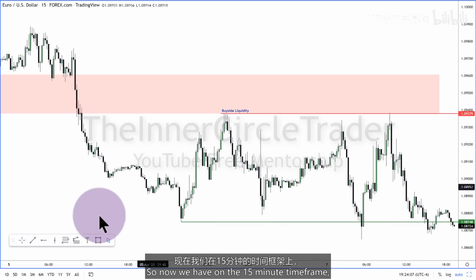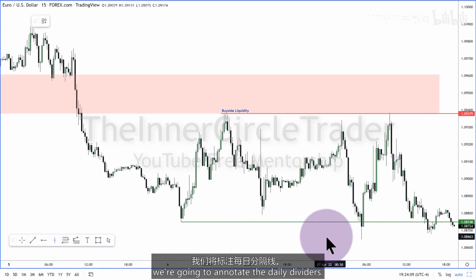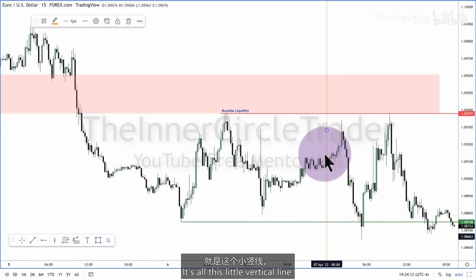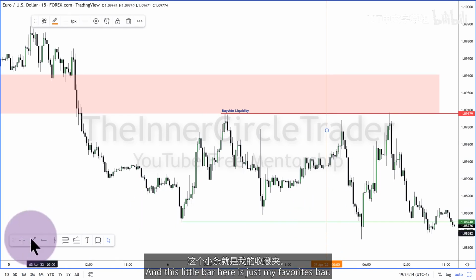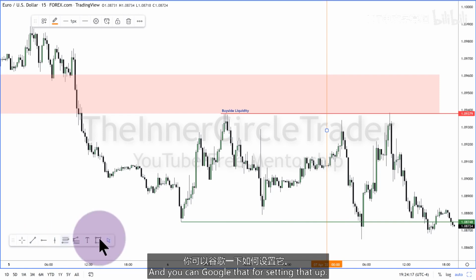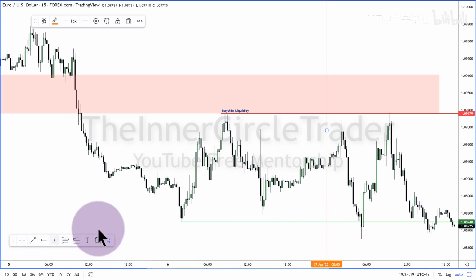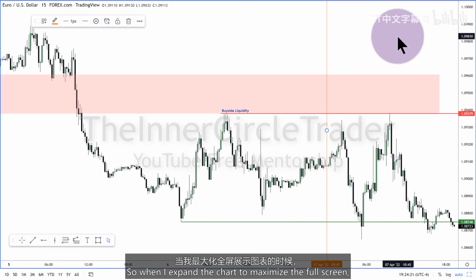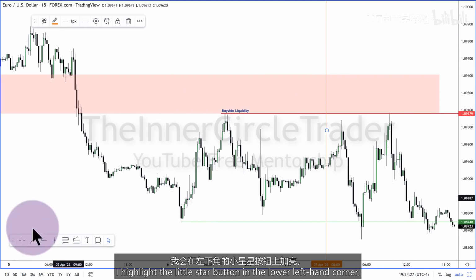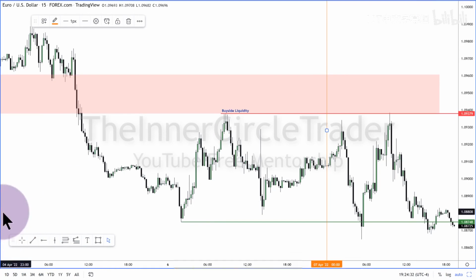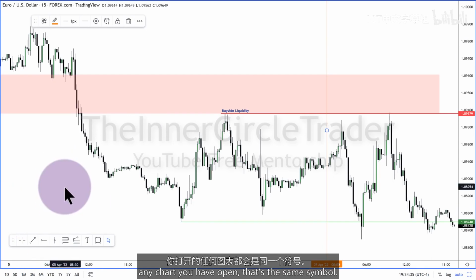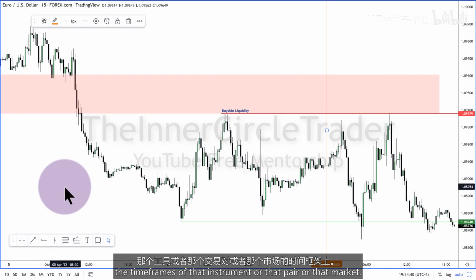All right, so now on the 15-minute time frame, we're going to annotate the daily dividers. All this is a little vertical line, okay? And this little bar here is just my favorites bar, and you can Google that for setting that up. These are the things I use most in TradingView. So when I expand the chart to maximize the full screen, I highlight the little star button in the lower left-hand corner just below the little link button. If you click that link button, any chart you have open that's the same symbol, all the annotations will be plotted and placed on all the time frames of that instrument or that pair or that market.